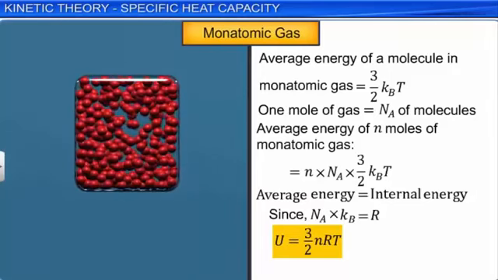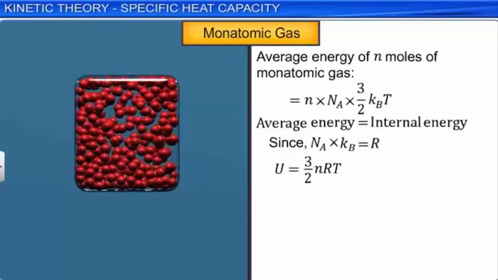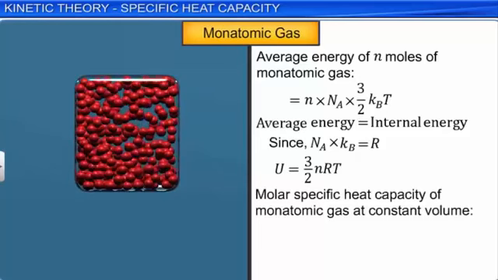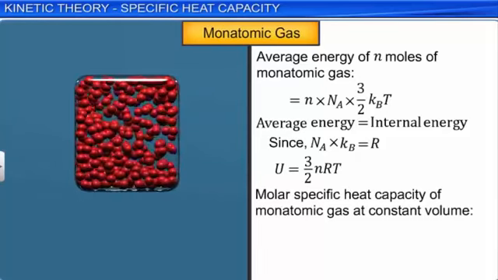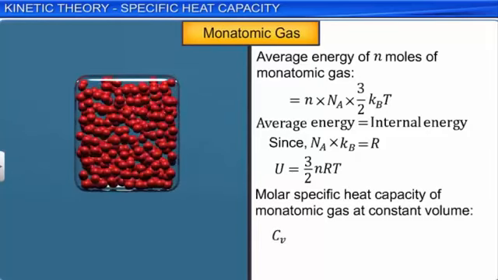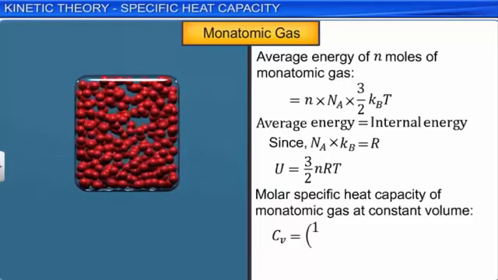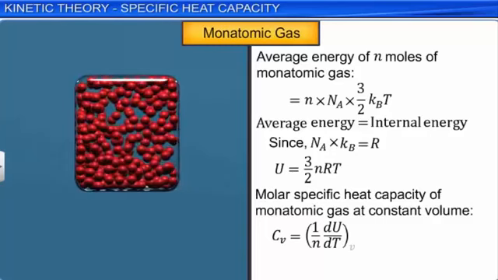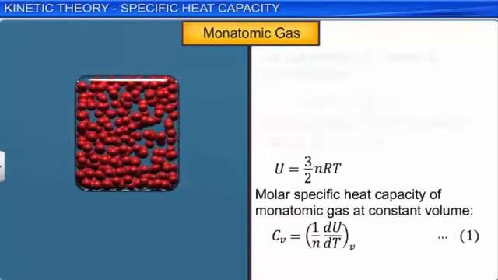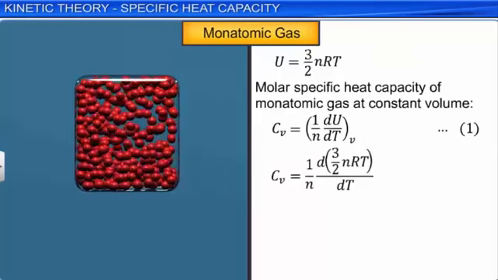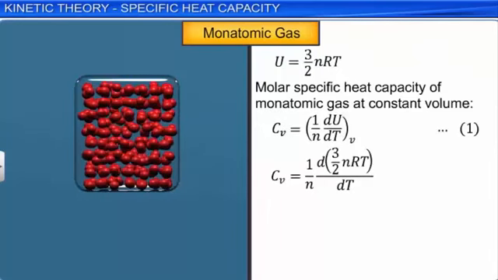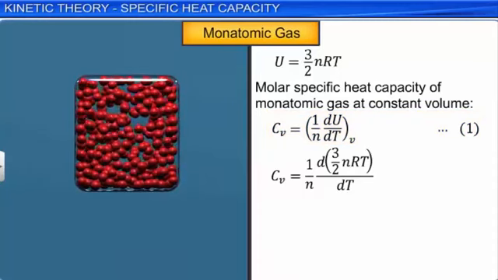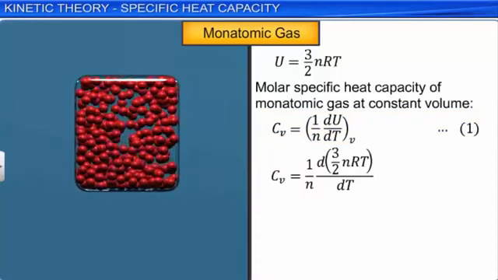According to equation 1, the molar specific heat capacity of a monoatomic gas at a constant volume, Cv, is equal to 1/n multiplied by dU/dT at constant V. By substituting the internal energy of a monoatomic gas in the above equation, we get the specific heat capacity at a constant volume, Cv, is equal to 3/2 R.